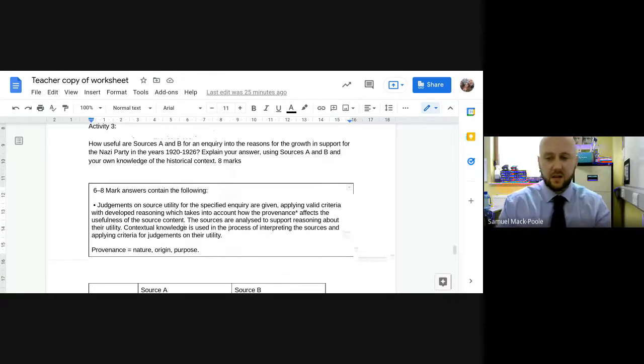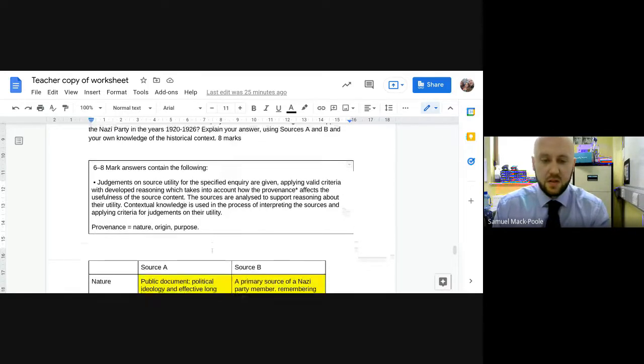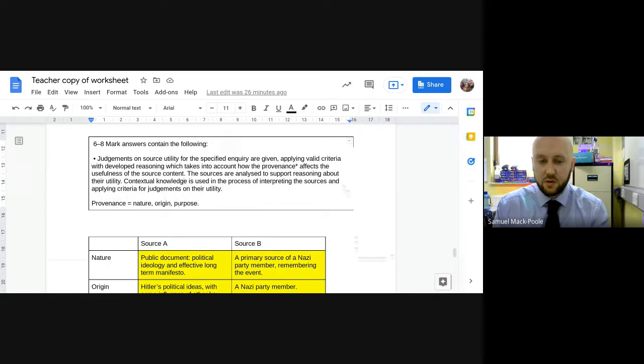Now, let me break that down because that's teacher talk, isn't it? So, look, they've got a nice little asterisk there, and they show you what the provenance is. It's the nature, origin, and purpose. So, if you analyse the nature, origin, and purpose of both sources, you can't go wrong. And then all you need to do is tie this in with a little comment and a little quote around its usefulness. So, why is source A useful?